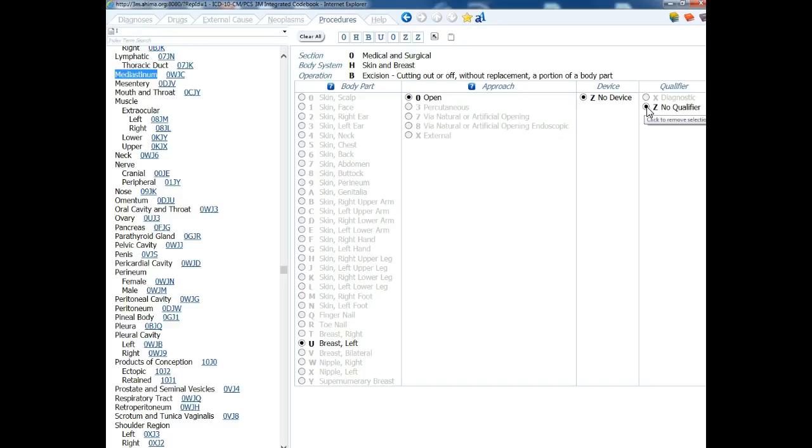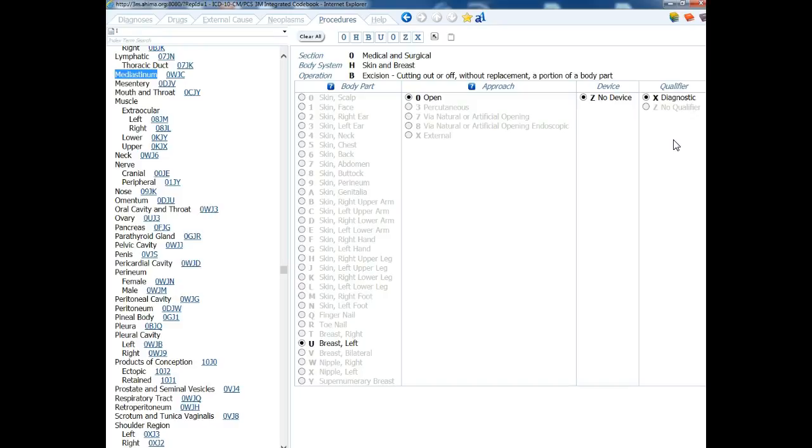So that code is 0HBU0ZZ. That's the code for the mastectomy. Now the biopsy is diagnostic. And so the only change in this code is that our qualifier becomes diagnostic. So that code is 0HBU0ZX. That X indicates that this was diagnostic, and the Z indicates that it was not.